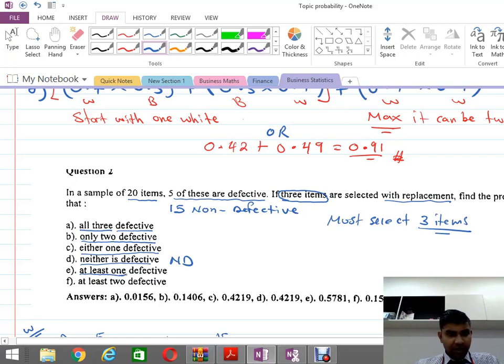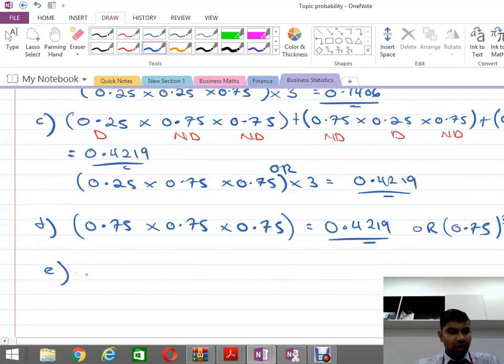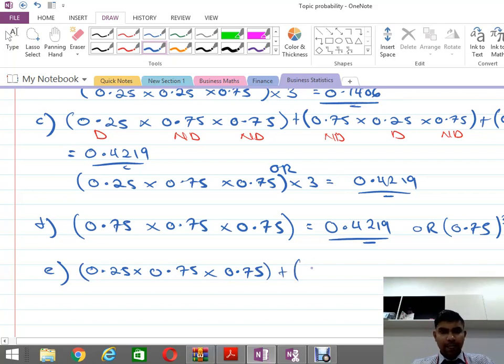Now this is something from the previous question. At least one defective, so you must start with at least one defective. That means, for example, 0.25 times 0.75 times 0.75, plus, you just copy back. Now this is one defective, am I right? This is one defective, so you need to copy this whole thing over here.